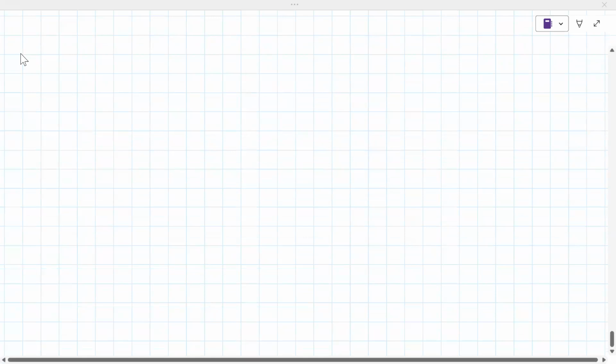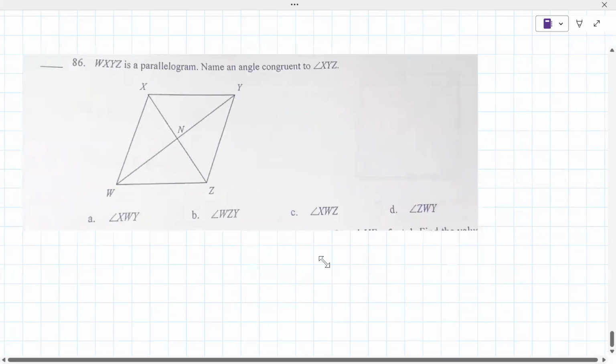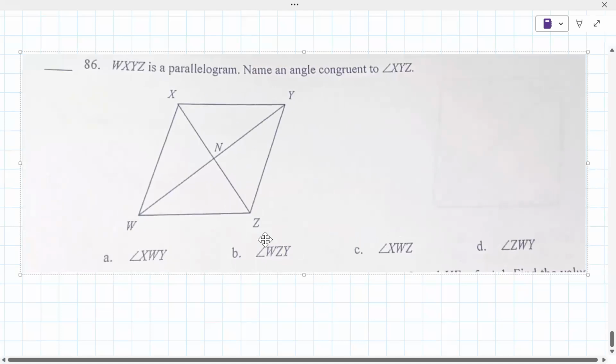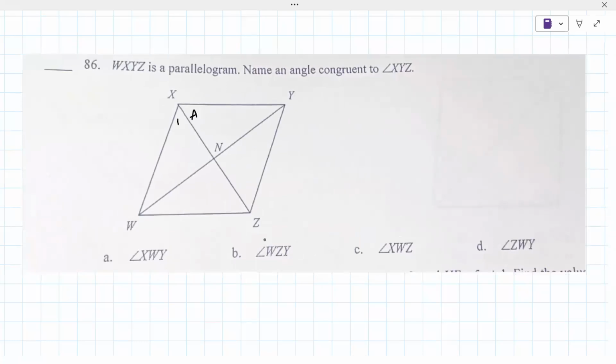All right, 86. All right, X to Y to Z. So let me do the same thing here. A, B, C, D, E, F, G, H, I, J, K, L. All right. So X, Y, Z is which letter? Or letters, I guess. It's two letters in this case. So it's two of the black letters.